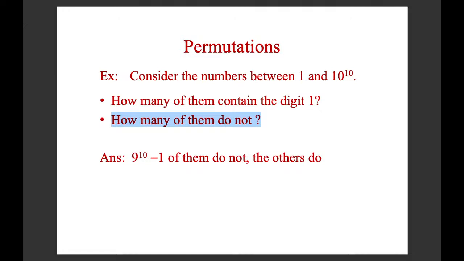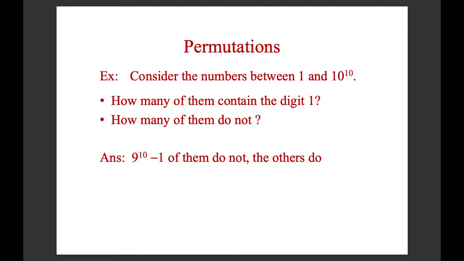Now how can we do so? This problem is a little bit tricky. We start from looking at the numbers 1 to 10 to the power 10. Let's change it slightly. Instead of considering the numbers between 1 and 10 to the power 10, we consider the integers between 0 and 10 to the power 10 minus 1. So that is 9999999999. 10 to the power 10 minus 1 is going to be 10 digits of 9. So how can this help us?